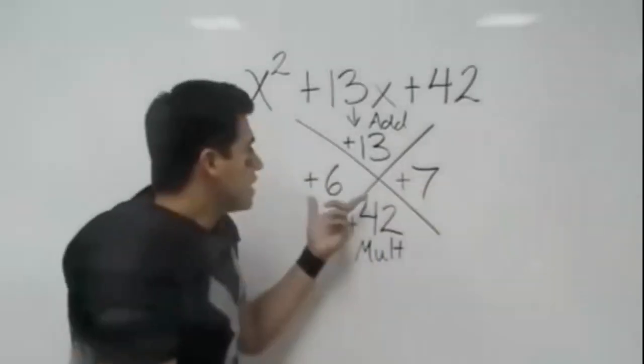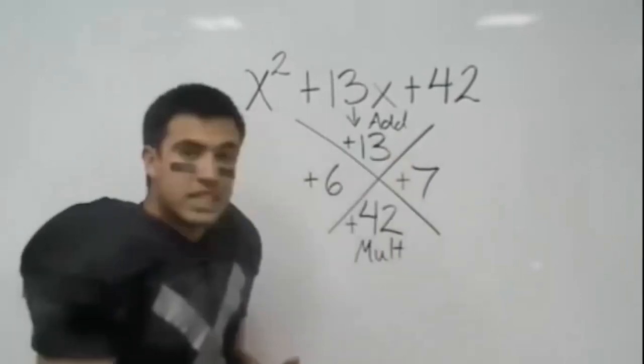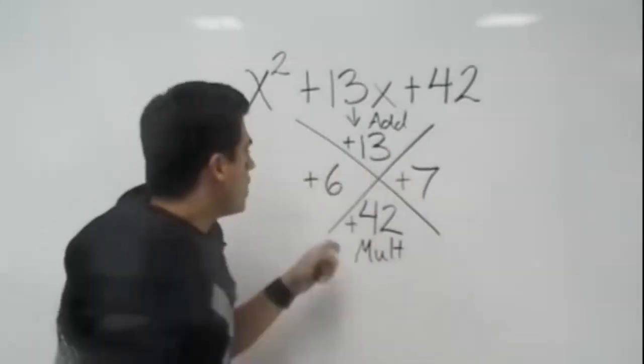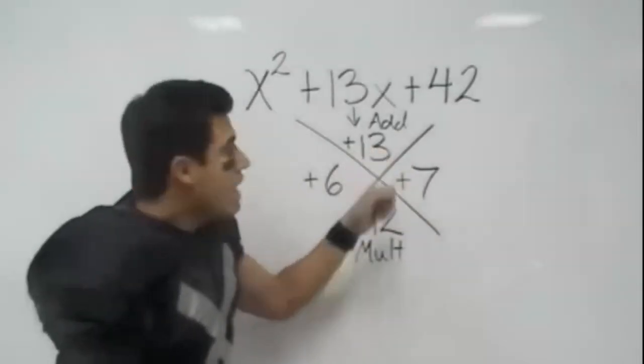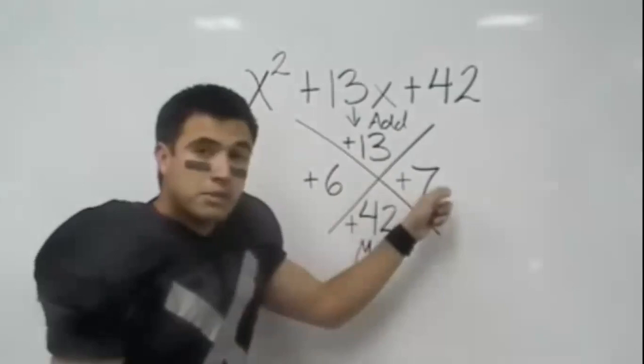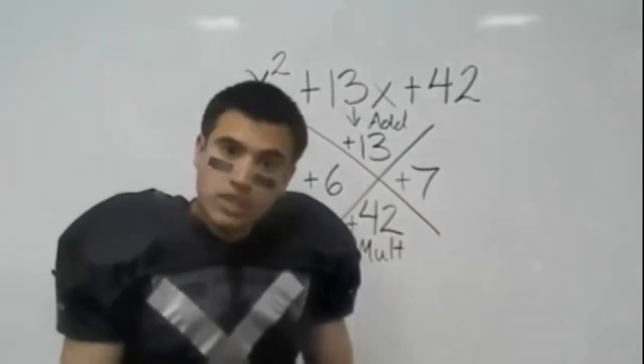Why are they both positive? Well, because it also has to add to a positive 13, right? So now we know that positive 6 plus positive 7 adds to 13, and positive 6 times positive 7 multiplies to 42. So now we're ready for our answer. So what's our answer going to be?